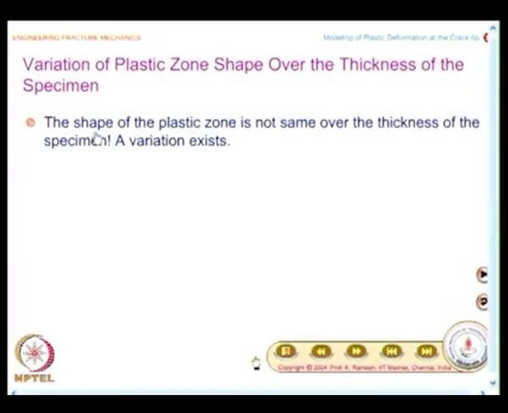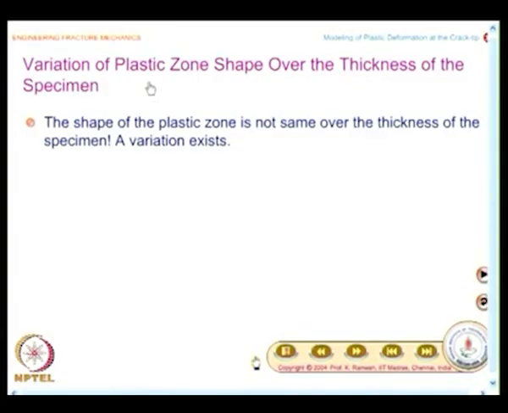So, whatever discussion I am going to present is based on what is seen from the final determinant solution or from experiment. Whatever discussion we had earlier was approximate analytical approaches, and you have to keep in mind the shape of the plastic zone is not the same over the thickness of the specimen; a variation exists. You had that evidence even in your verification of Dugdale's approach. You had seen how the plastic zone was on the surface, how it was in the middle, even for a thin plate.